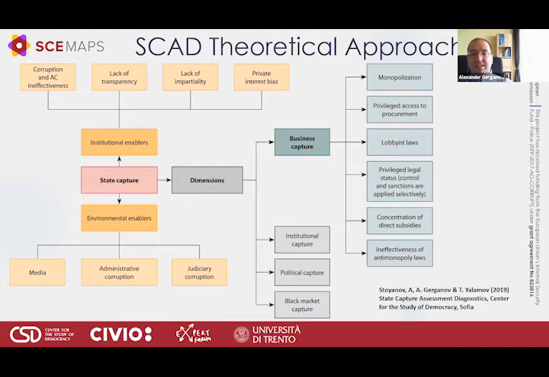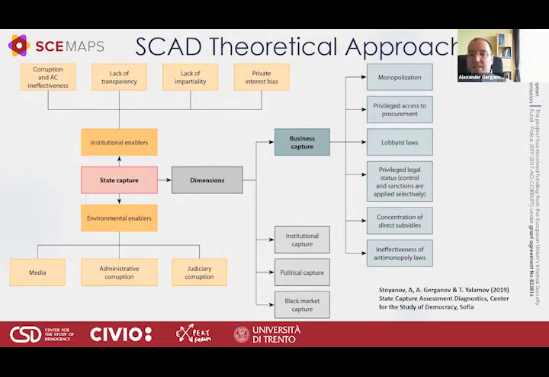And in 2019, we built this theoretical model which tries to combine all the views on what state capture is. For example, you can see to the right the different dimensions of state capture, and in the business capture dimension, which we have developed most of all in terms of measurement, you can see the lobbyist walls, which is the classical definition of state capture as defined by Hellman and Coleman.